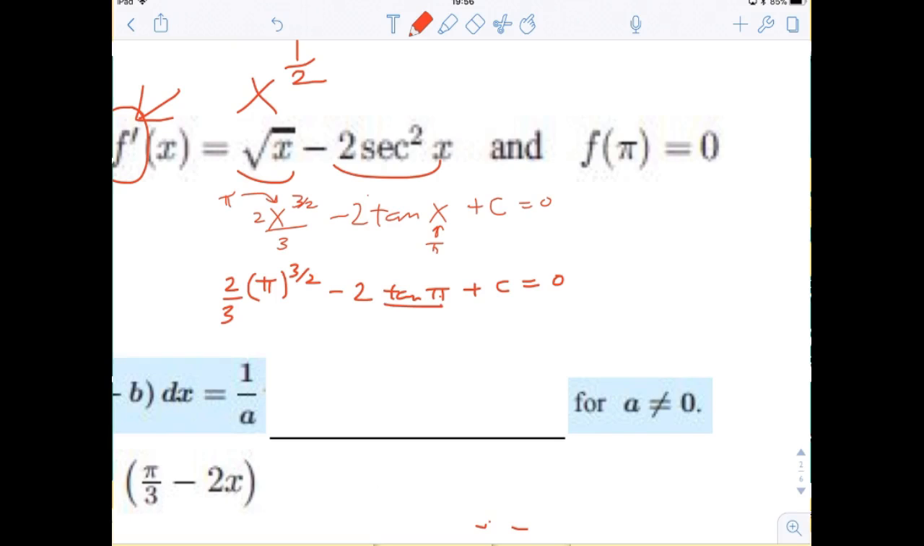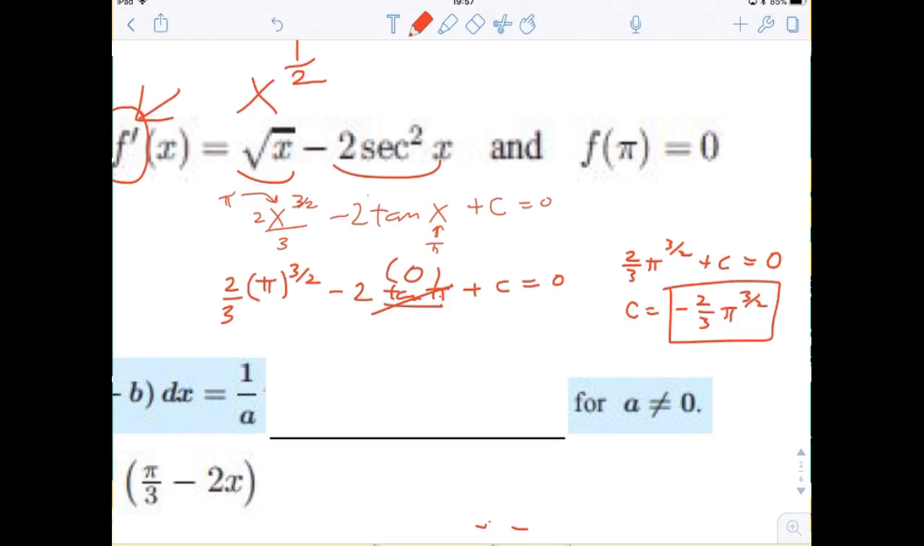Tangent of pi is equal to 0, right? Because sine of pi is 0, cosine of pi is -1, 0 divided by -1 is 0. So this is actually 0. And that means that basically we have 2/3 pi to the 3/2 plus c equals 0. And then so the c value is equal to negative 2/3 pi to the 3/2. So that's our c value.